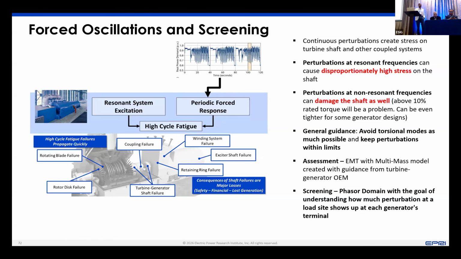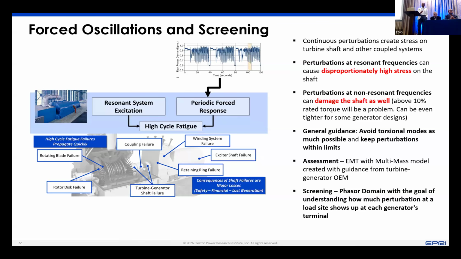There are other coupled components as well: the bearings, the turbine, blade, shaft, a whole bunch of things over there. You talk to those guys, they tell you it's much more complicated than what you have in the PSCAD model. That aside, what do you want to do when you're doing these things in phasor domain? You want to limit the amount of perturbation that shows up at the terminal of the generators.